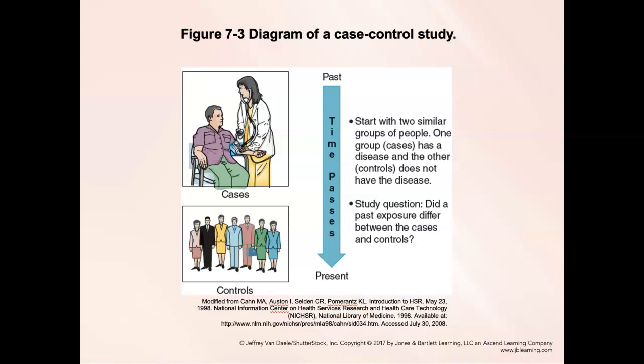So when I recruit these two groups of people, when I recruit cases and when I recruit the controls, their exposure status is unknown. I'm trying to find people with the disease and people without the disease who are comparable. And then I'm looking back at their exposure status to see who did and did not have the exposure. So we're trying to see, did a past exposure differ between these two groups of people, those with the disease and those without the disease?